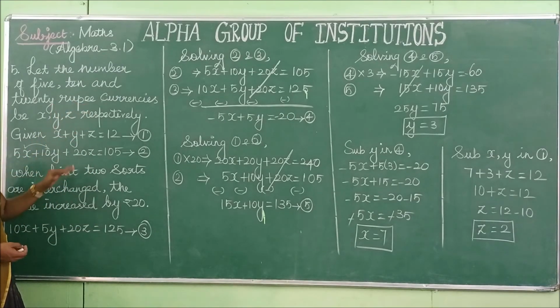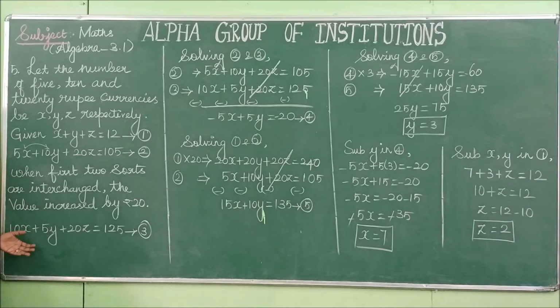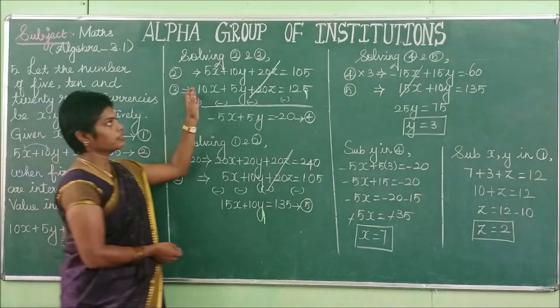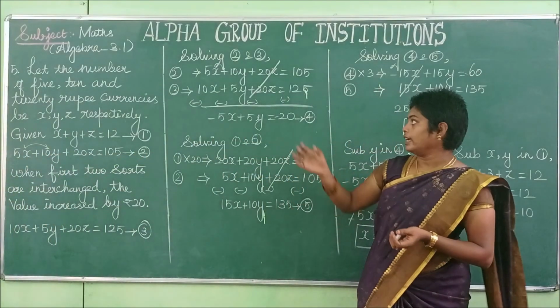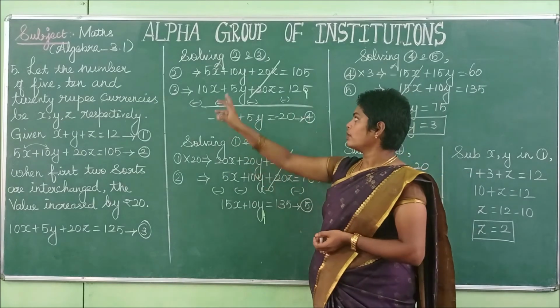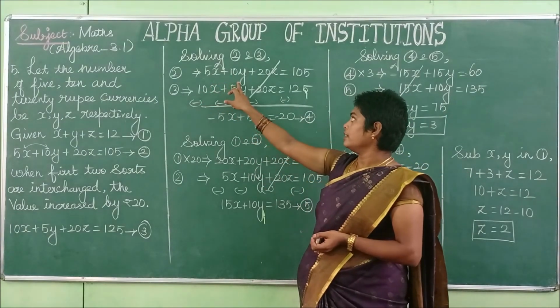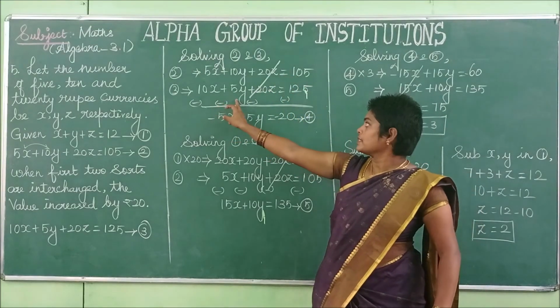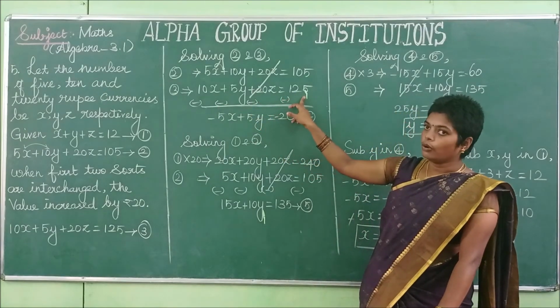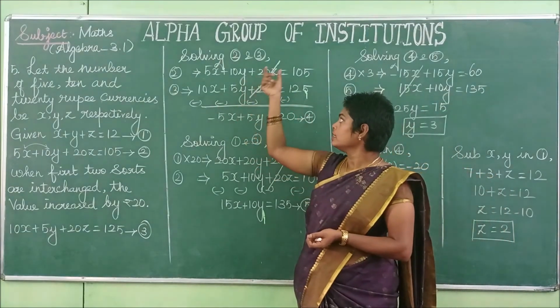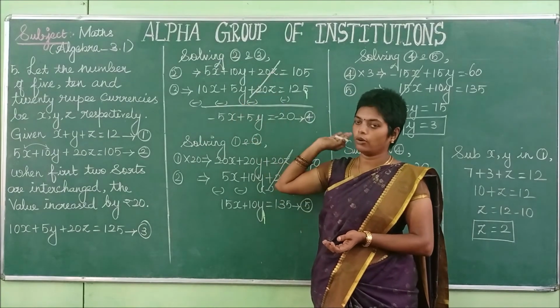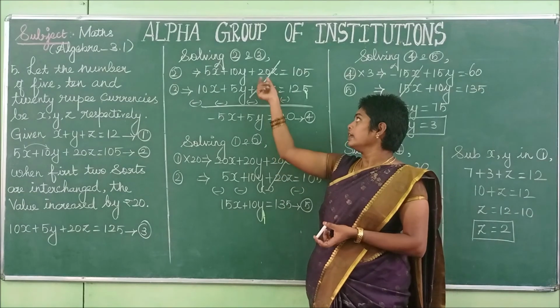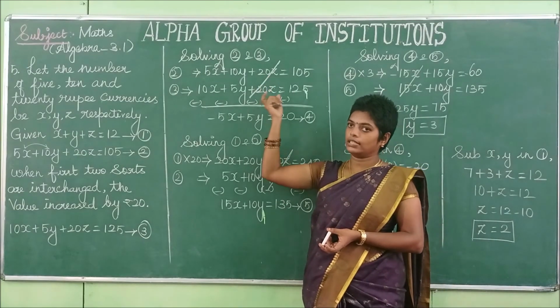First I am taking the second and third equations, because here also 20z, here also 20z. z will get cancelled, so we can form another equation easily. Then listen, solving the second and third equations. What is the second equation? 5x plus 10y plus 20z is equal to 105. What is the third one? 10x plus 5y plus 20z is equal to 125. Then cancelling, change the signs and cancel those values. Here positive 20z, here negative 20z, both get cancelled.